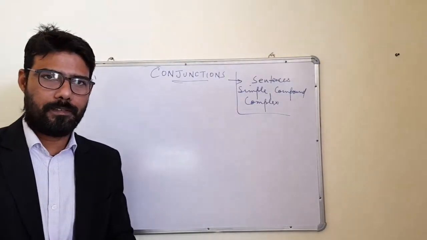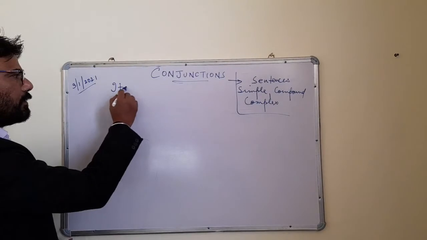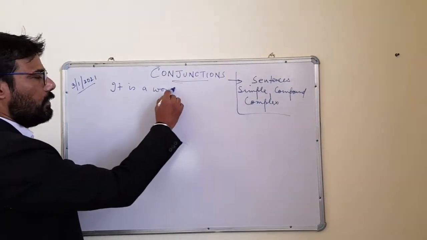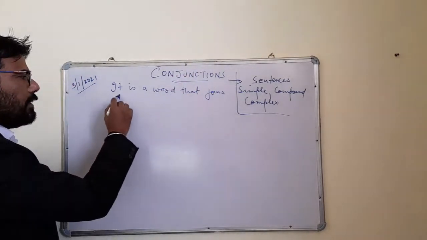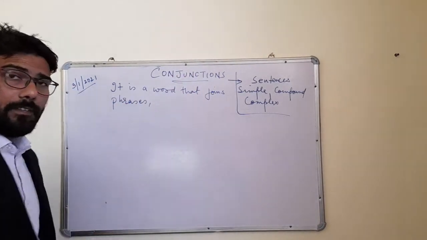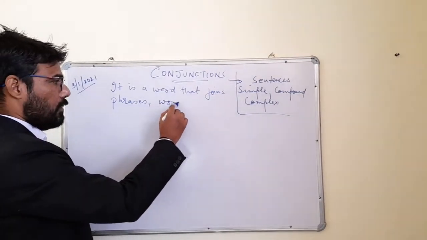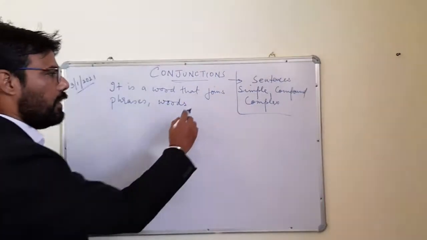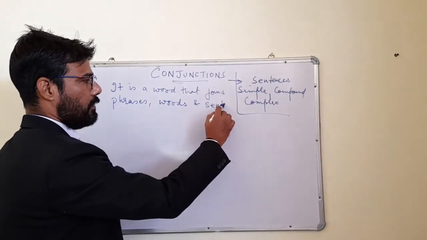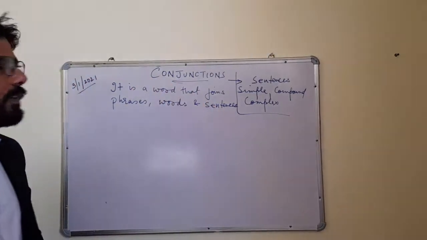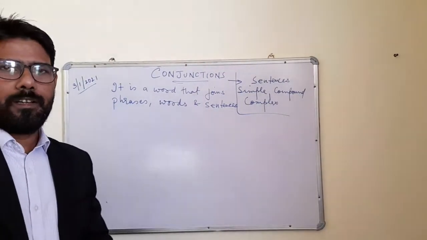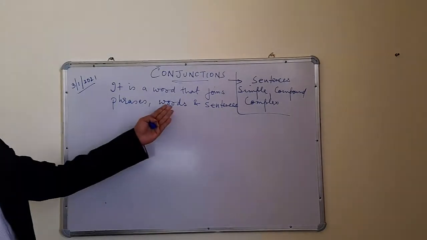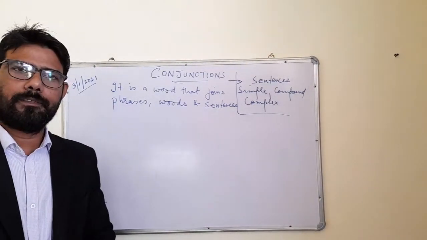So what is a conjunction now? A conjunction is a word that joins phrases, even words and sentences. So this is the work of a conjunction. It helps you to join two words, two sentences or two phrases, right?